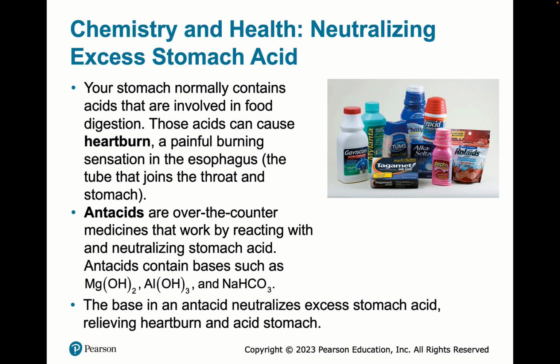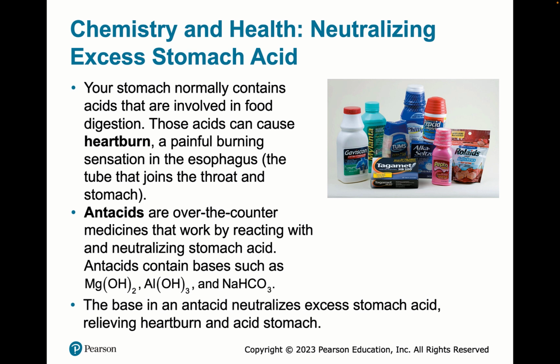Okay, so why do we care? I told you our stomachs have hydrochloric acid in them, and sometimes you can get too much, and you can get a sour stomach, or you can have the acid leave your stomach back through the sphincter between your stomach and your esophagus, and that can cause a very unpleasant feeling called heartburn. So you can use antacids to neutralize stomach acid.